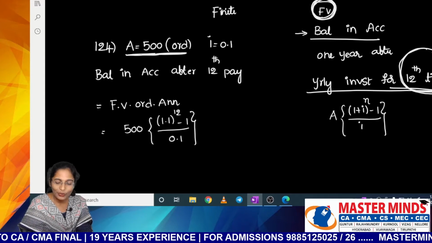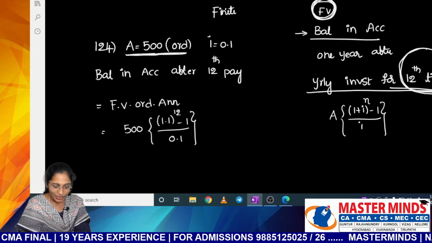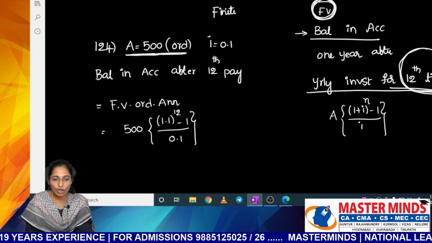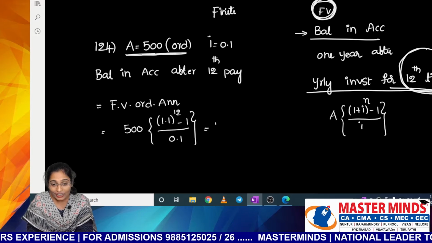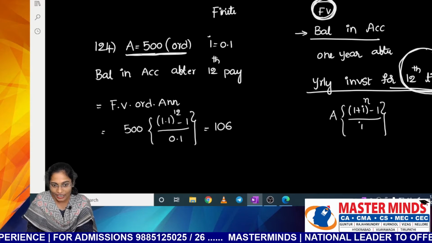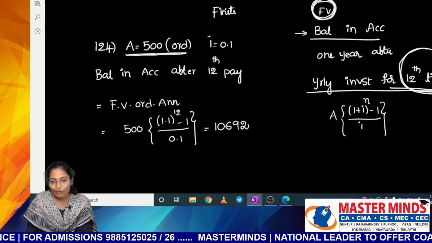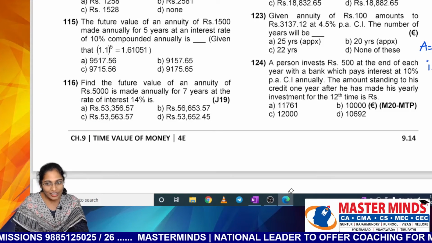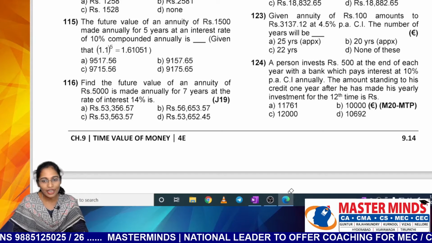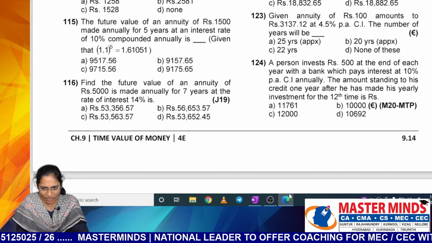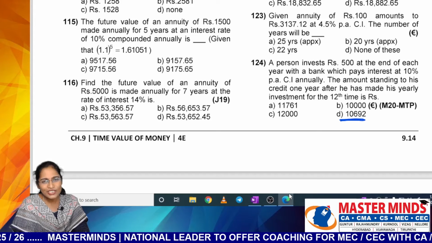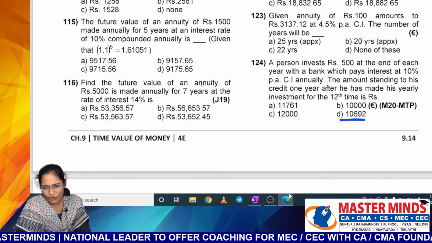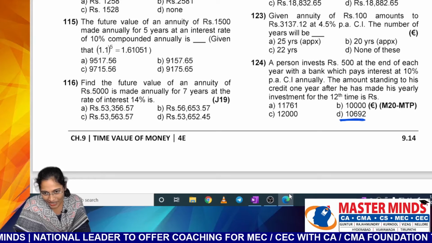It's 3.138 minus 1 into 500 by 0.1. So which is how much, guys? I got 10,692.14. Let me show you my options once. Is that 10,692 is available there? Yes, of course. 10,692 is there. Means to say you're going to mark option D as the correct answer. How many of you are saying yes? Yes?